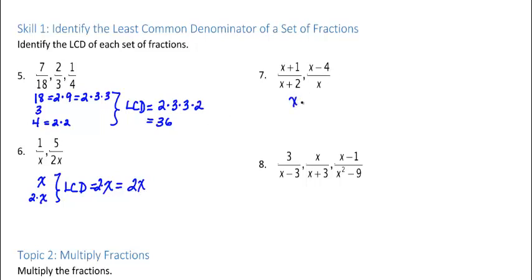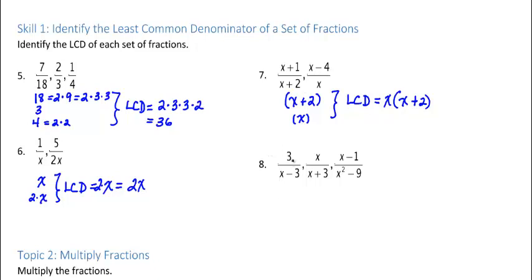For x plus 2 and x, notice that each of those are separate factors of themselves, right? And so when we build an LCD, we have to have each of those different factors represented. So we need the x plus 2 as a factor, and then the x. So x times x plus 2 would be the LCD of those two expressions.